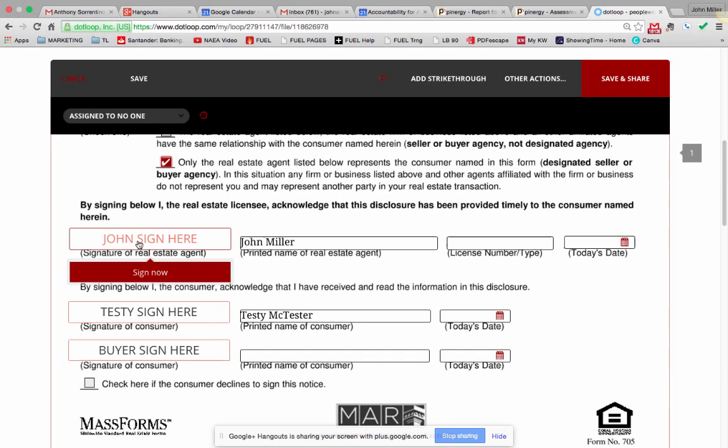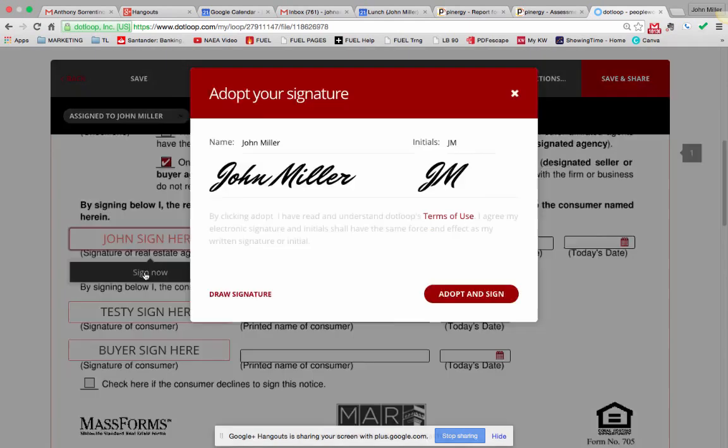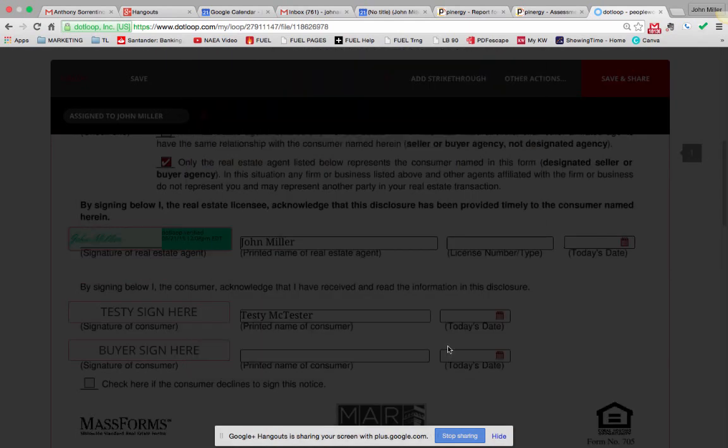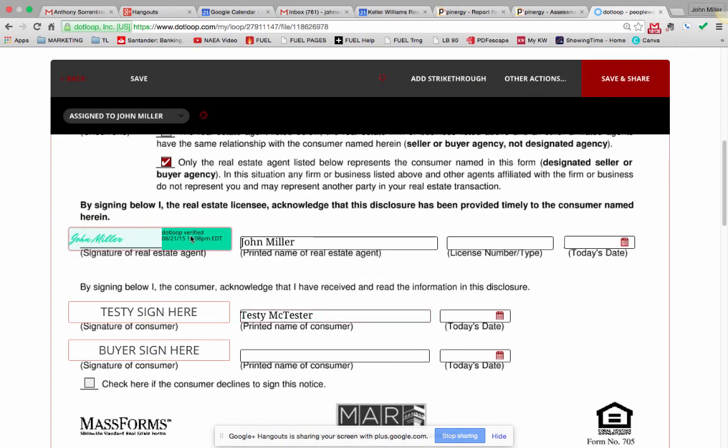And over here, to sign your name, both you and the buyer. So when the buyer gets this and you share this file with them, they're going to open this up on their email, and they're going to hover over their name and click sign now, and they say adopt and sign, and their electronic signature goes in here.